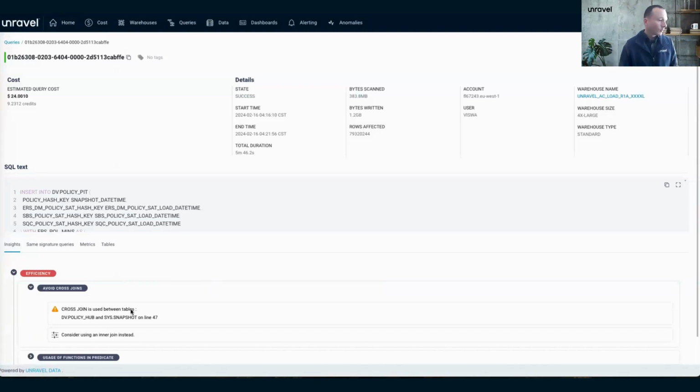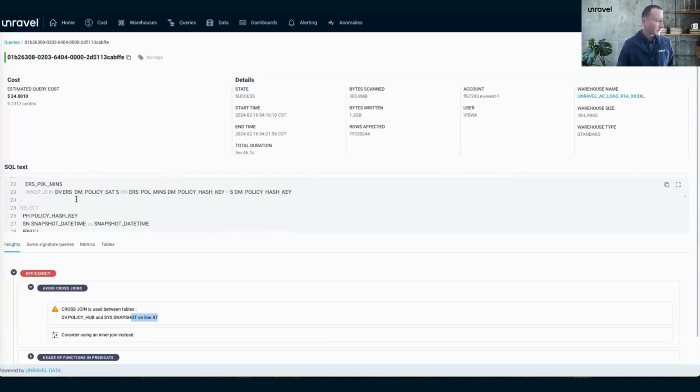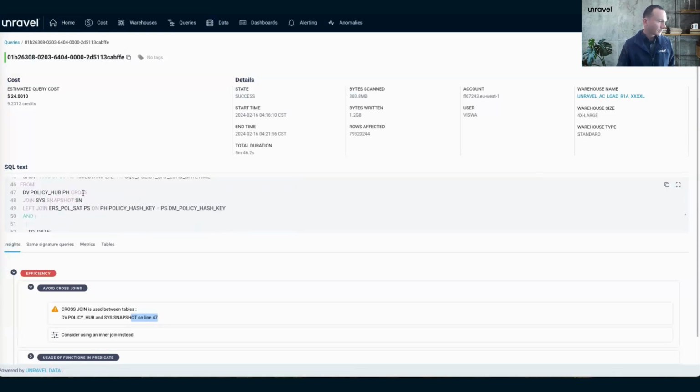Okay, so here, what are we looking at? You can see that what Unravel found is that on line 47, there's a cross join. And we actually give you the SQL text here at the top. We can scroll down to 47 and see it. We can see that in line 47, here's that parameter.